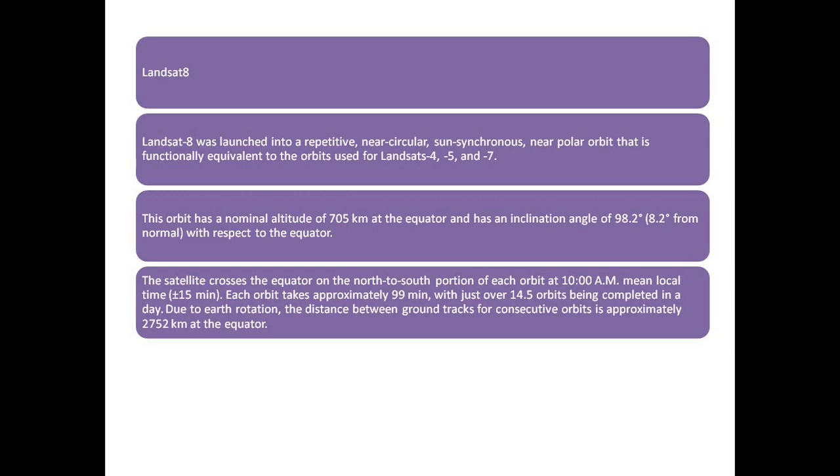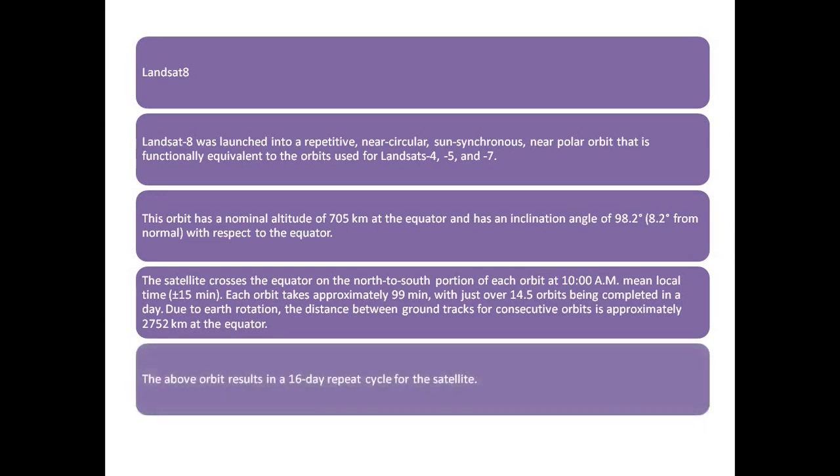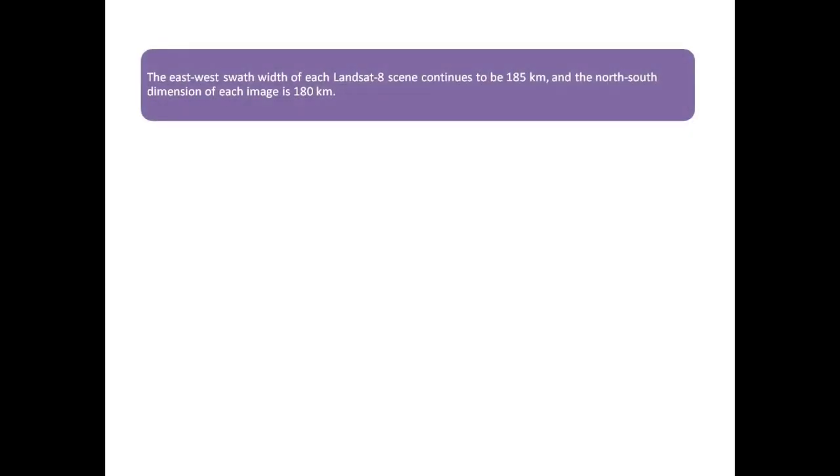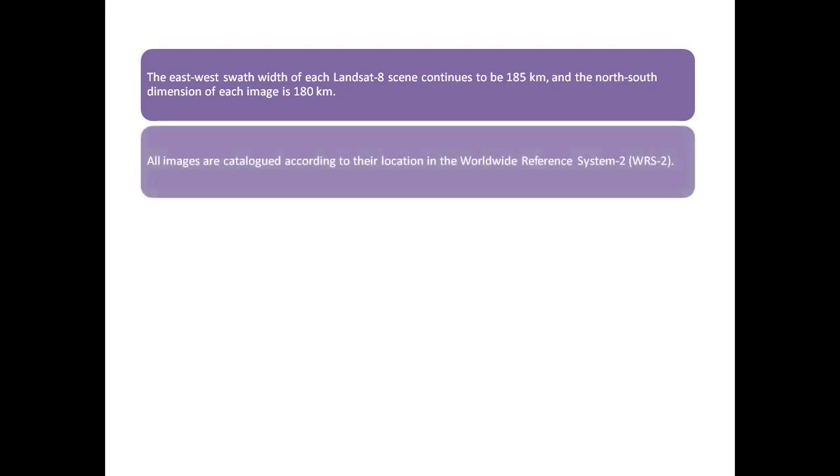Due to Earth rotation, the distance between ground tracks for consecutive orbits is approximately 2752 kilometers at the equator. The above orbit results in a 16-day repeat cycle for the satellite. The east-west swath width of each Landsat scene continues to be 185 km and the north-south dimension of each image is 180 kilometers. All images are catalogued according to their location in the Worldwide Reference System 2.